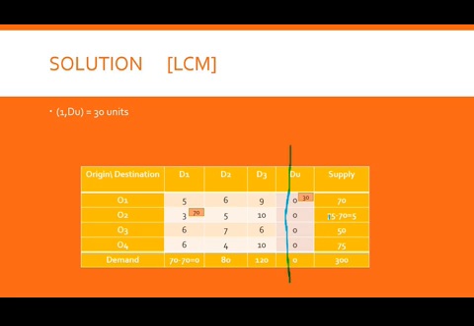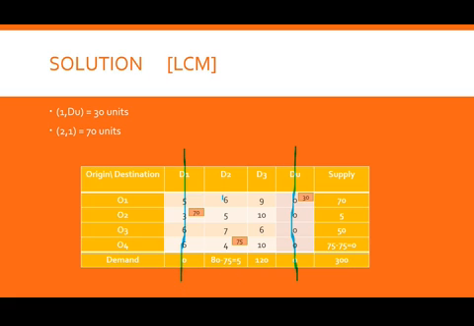Demand is 70, supply is 75, minimum is 70. So I can satisfy 70 units. So I make an allocation at 2 comma 1 with 70 units. Supply becomes 75 minus 70 equals 5. Demand becomes 70 minus 70 equals 0. So the allocation is at 2 comma 1 with 70 units. So this column is gone and this column is also gone.